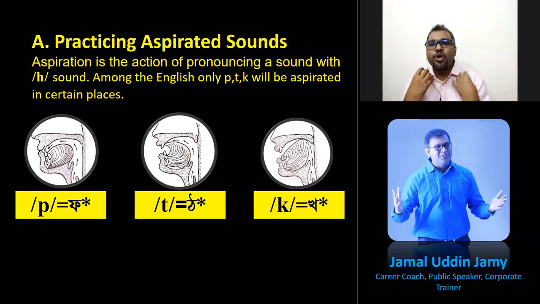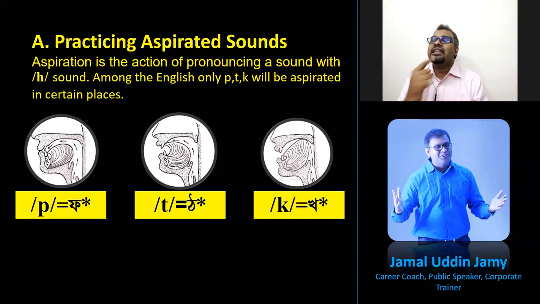You are not letting the air come out. For P, I'm not letting my air come out. When I let the air come out, I create an explosion inside the mouth. For T, the tongue is totally straight, the tip touches the teeth ridge, and I'm not letting the air come out. When I let it out, it creates an explosion inside my mouth. And for the last one, the back part of my tongue touches the soft palate.